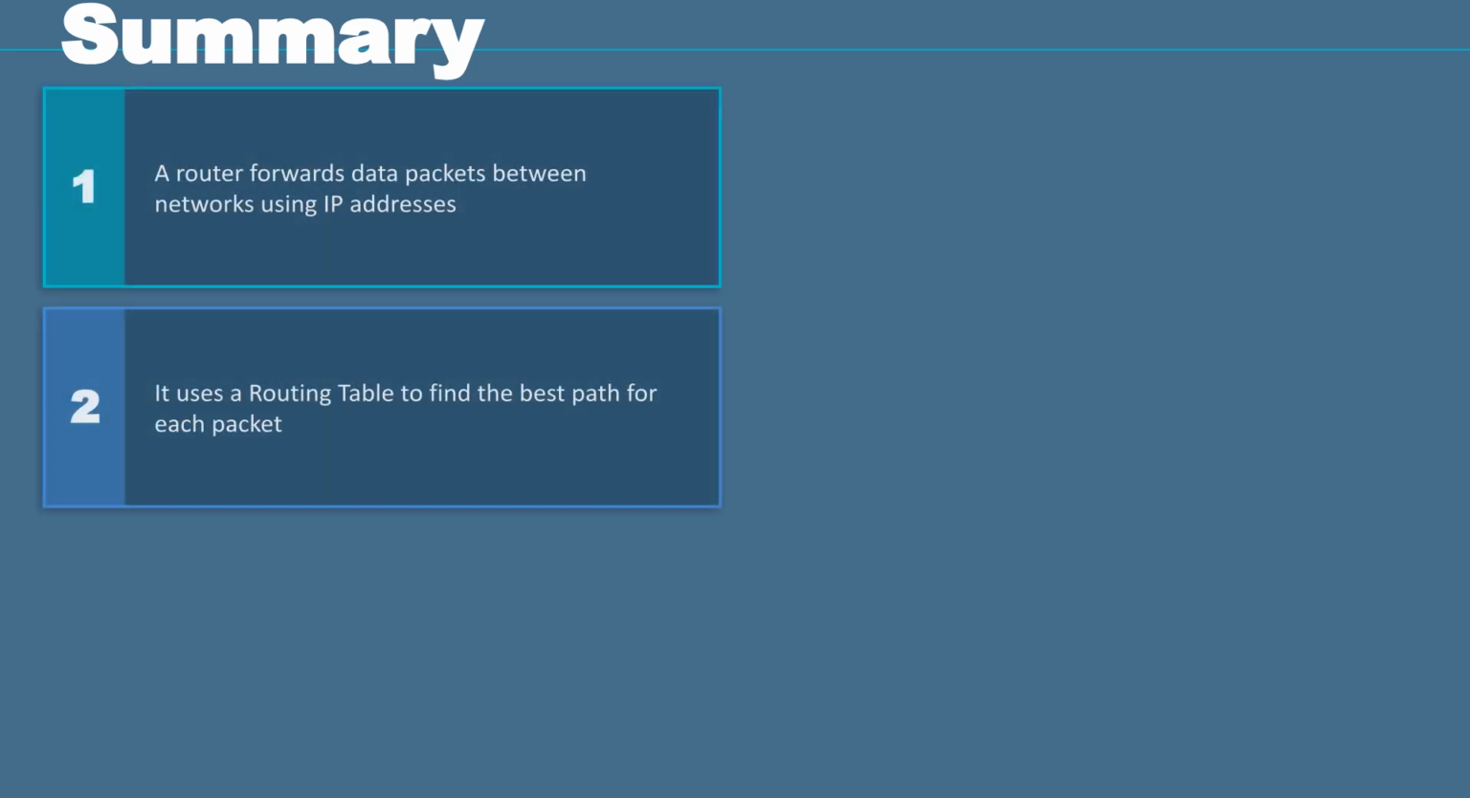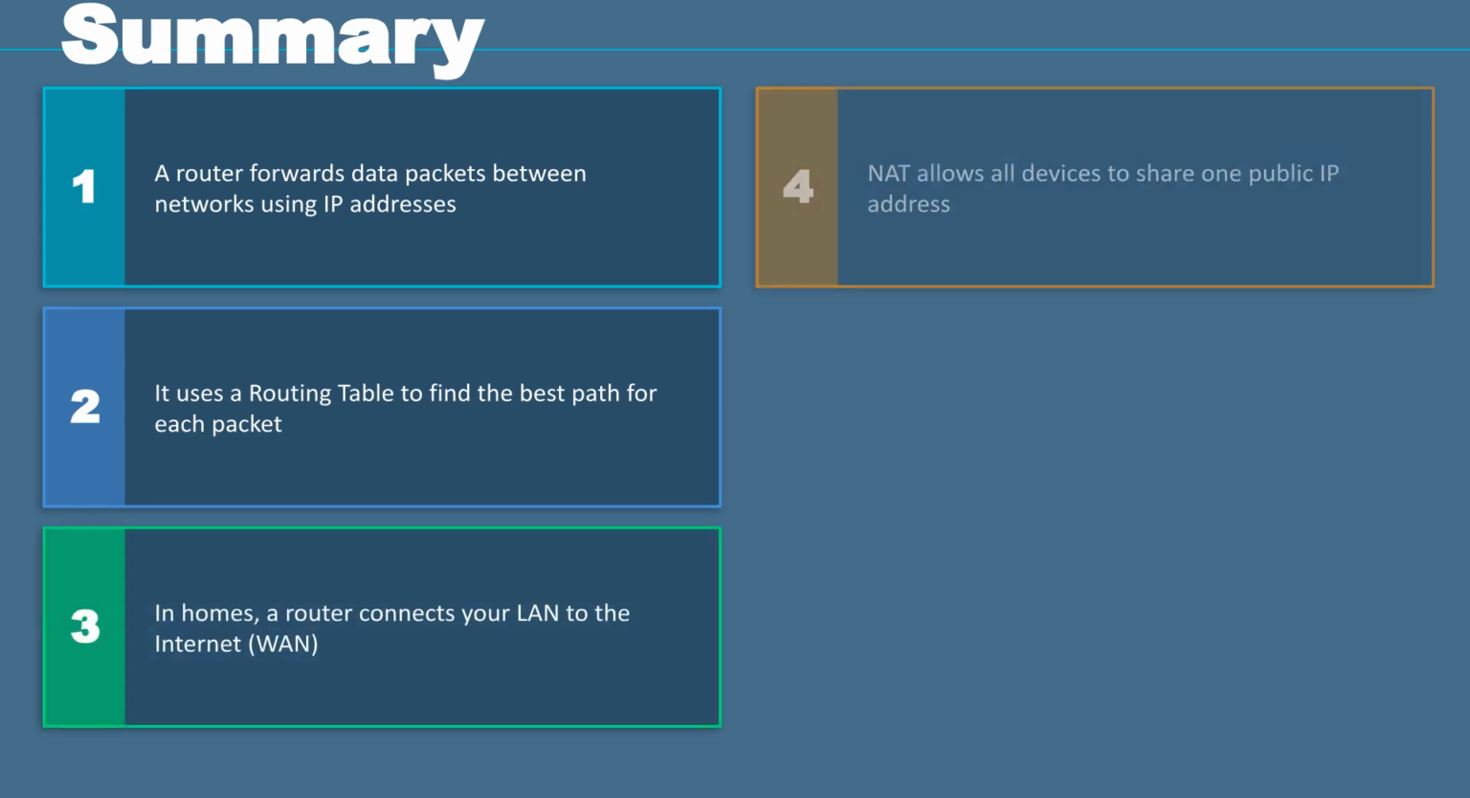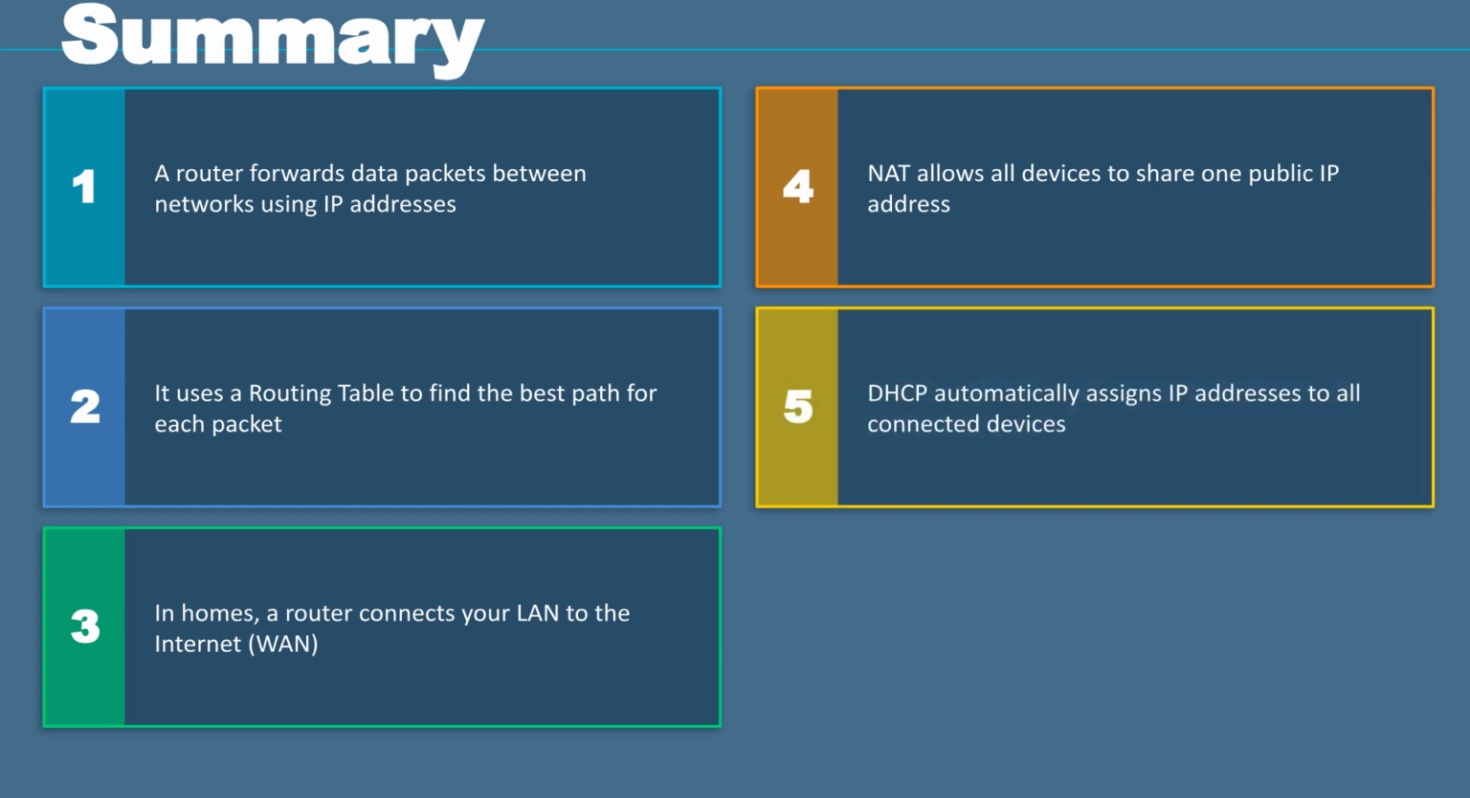In summary, a router forwards data packets between networks using IP addresses and a routing table. It connects your LAN to the internet, uses NAT for IP sharing, and DHCP for automatic IP assignment. Routers operate at layer 3, the network layer, of the OSI model.